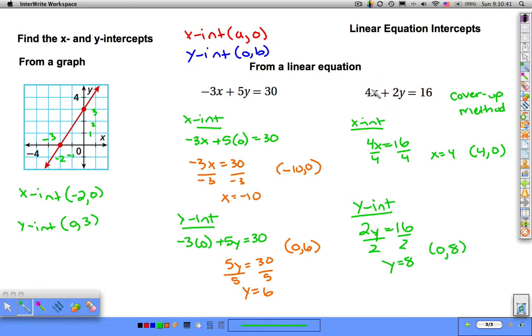Notice when we cover this up, the term that's going to cancel out, we have a single step equation that we can do in our head. So there's two ways we can do this. We can substitute 0 in or we can use this cover up method, whichever works for you.